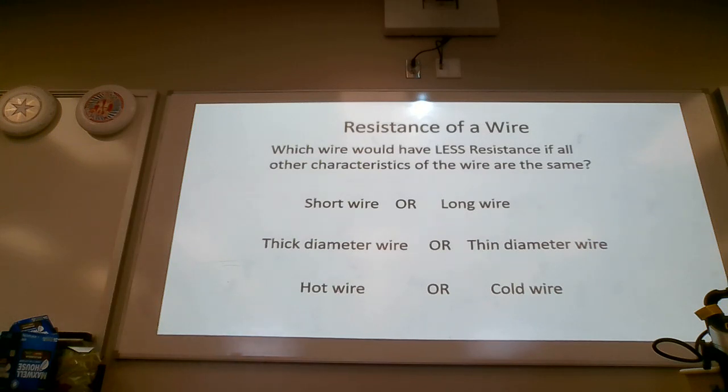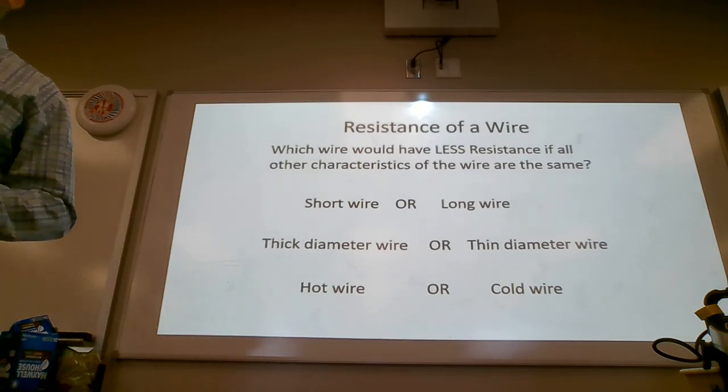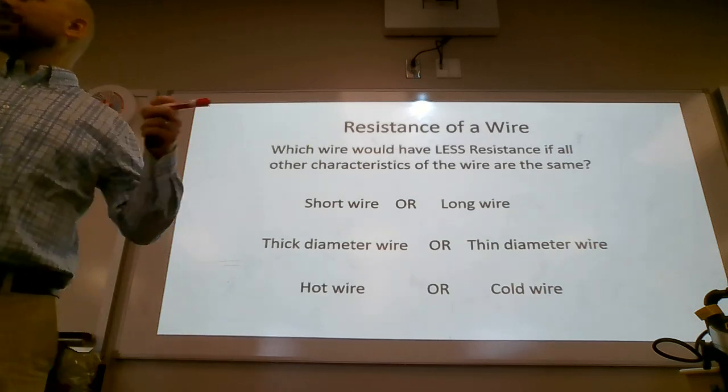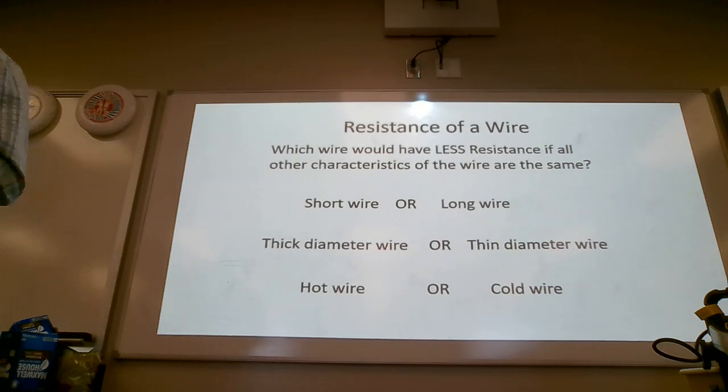Thick wire versus a thin wire, which one's going to have less resistance? So here's a leading question for you. Which hose is going to be able to pump more water out of it, a garden hose or a fire hose with the same amount of pressure? Fire hose, a thick diameter, is going to have less resistance because it can get more electrons by a certain point every second compared to a thin one. Okay. And so the thicker the wire, the less resistance.